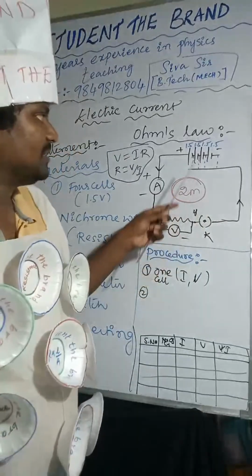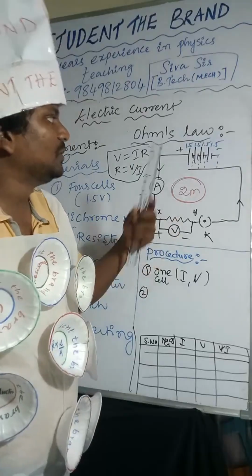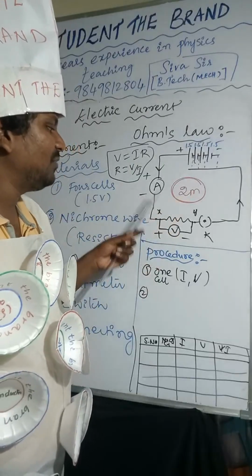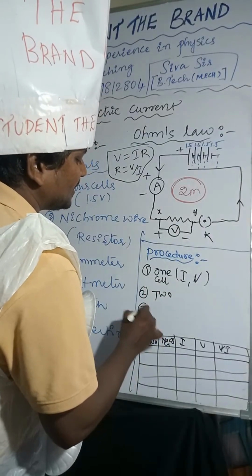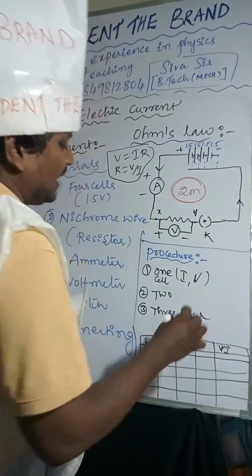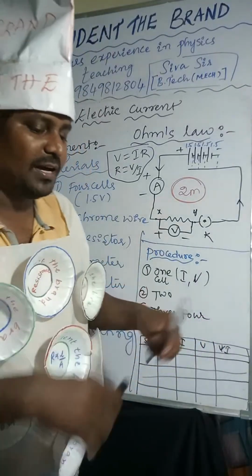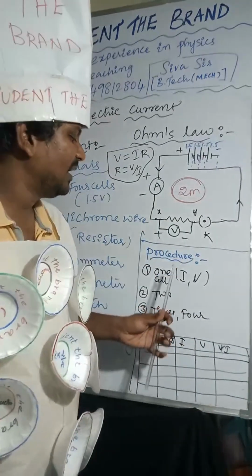Here I am considering one cell you connect, take the reading of ammeter and voltmeter. Then two cells you connect, take the reading of ammeter and voltmeter, and repeat the process for 3 and 4 cells.